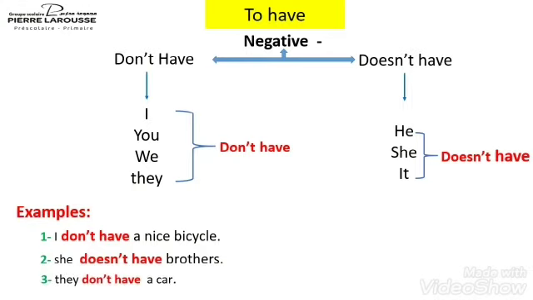Number 3, they don't have a car. So here I'm talking about two people or more. They don't have a car. Number 4, Asma doesn't have a cat. So for Asma, I can say she, of course. She doesn't have a cat, or Asma doesn't have a cat.